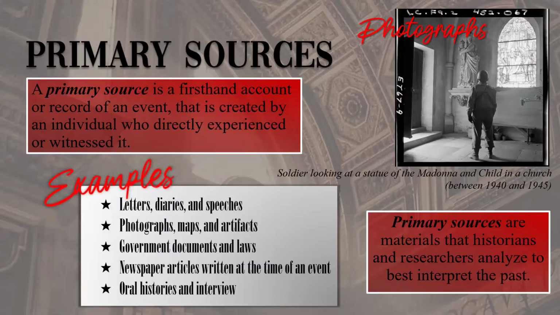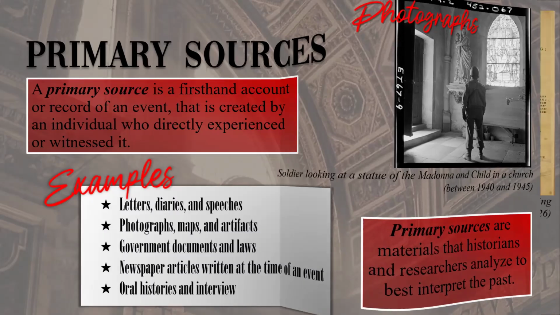So, what is a primary source? A primary source is a first-hand account or record of an event that is created by an individual who was there at the time of the event that they are describing. So this will be photographs, diaries, manuscripts from the time, government documents, and newspapers, it depends. That's a little bit of a gray area. Oral histories are also included in that.